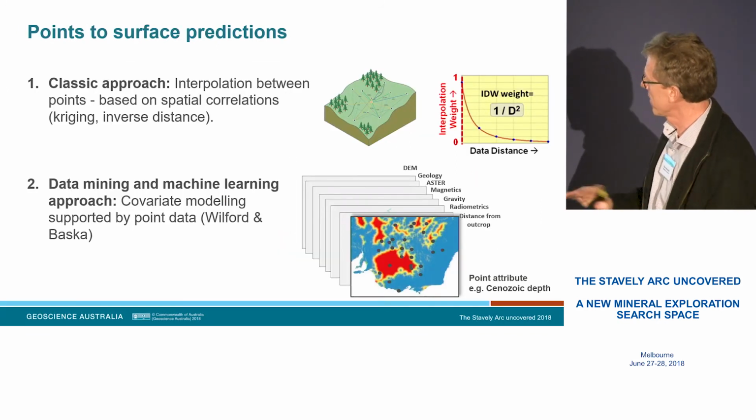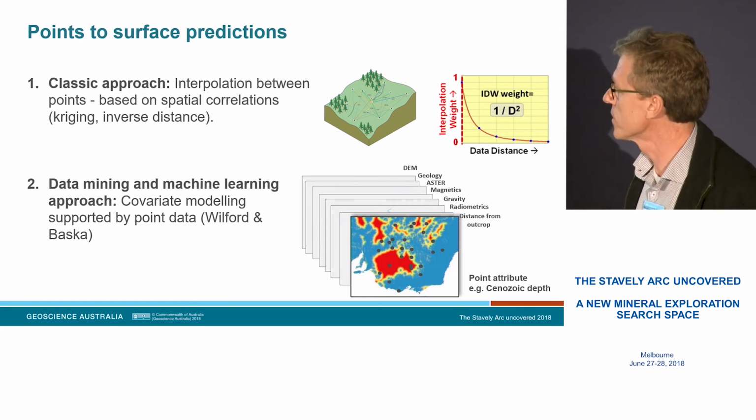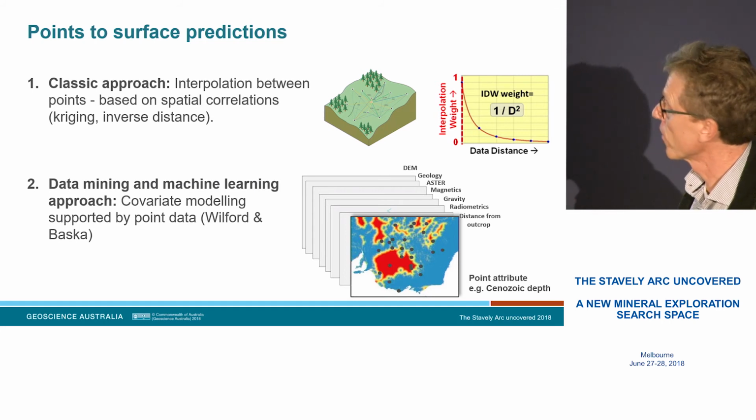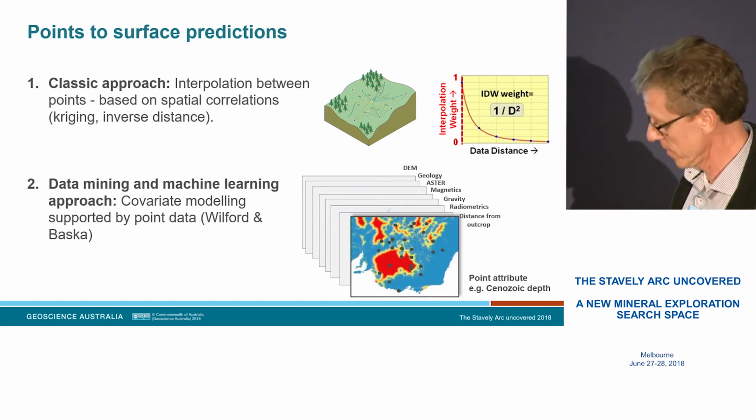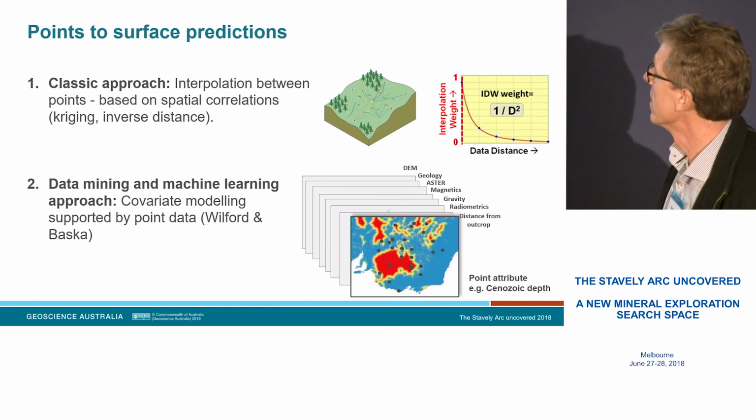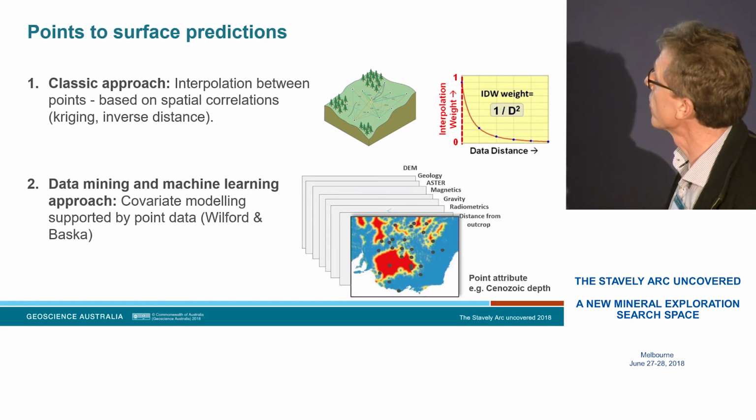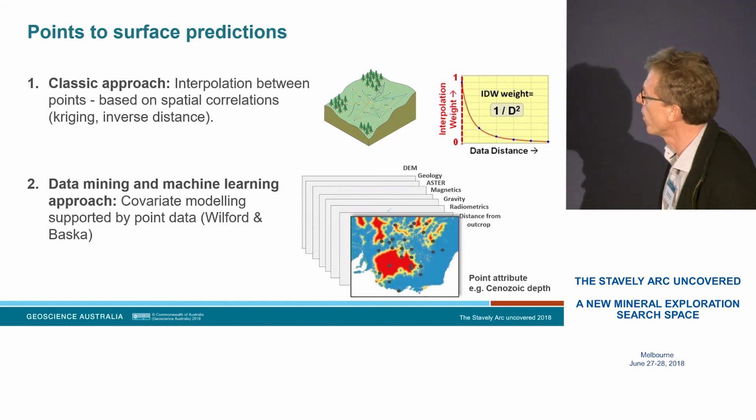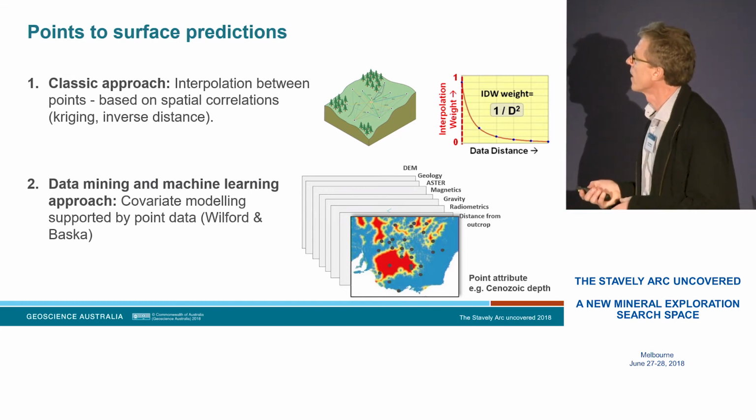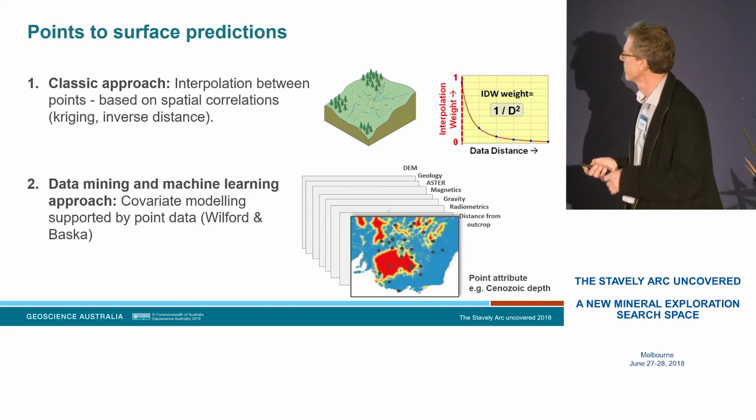Okay, so now you've got all your depth data, whether it's drill holes, magnetic depth estimates, seismic, whatever. You want to create a surface out of it. Traditionally, you would do some sort of gridding method, kriging, inverse distance, minimum curvature, whatever, to basically interpolate between your control points. But within GA, we've been using a new approach, a data mining, machine learning approach, which is work that John Wilford and Sebastian Haskar has been doing.